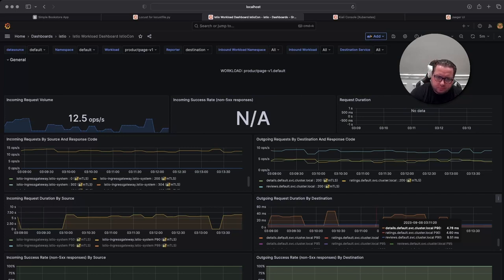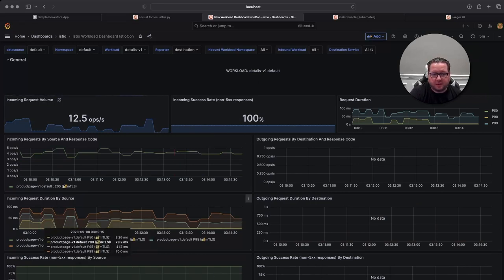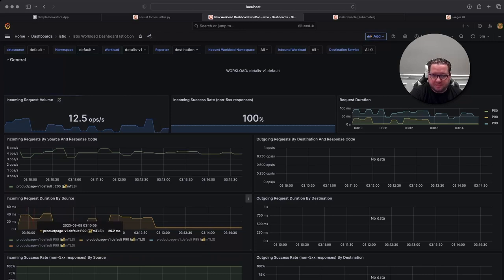So one way I can do this is to alter the workload here and look at details. Now I can see this is showing the details page, and I can see all of the incoming requests that are happening. If I look at this, I'm seeing the incoming that looked very similar to the outgoing on the product page.